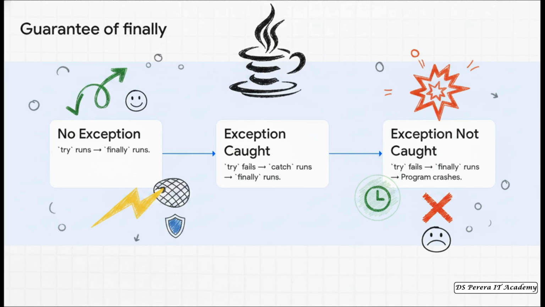Second scenario, an exception happens and we catch it. The try block fails midway through, the right catch block runs to handle it, and then the finally block runs.